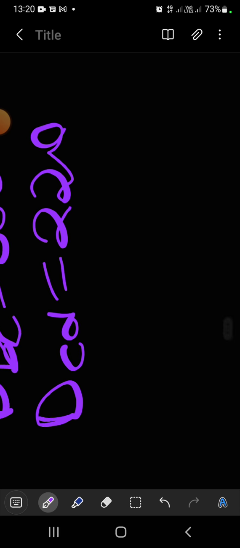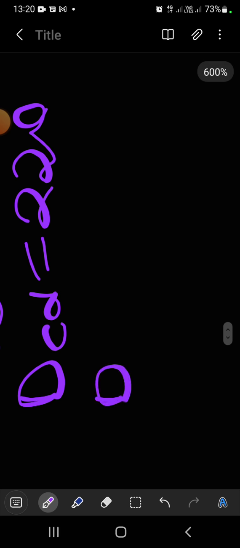Now, you're gonna need the distance of each distributor, right? So the distance from A to B is equal to 120 meters, and then the distance from B to C is 300 meters, and then the distance from C to D is equal to 220 meters, and lastly the distance from D to A is equal to 240 meters, right?